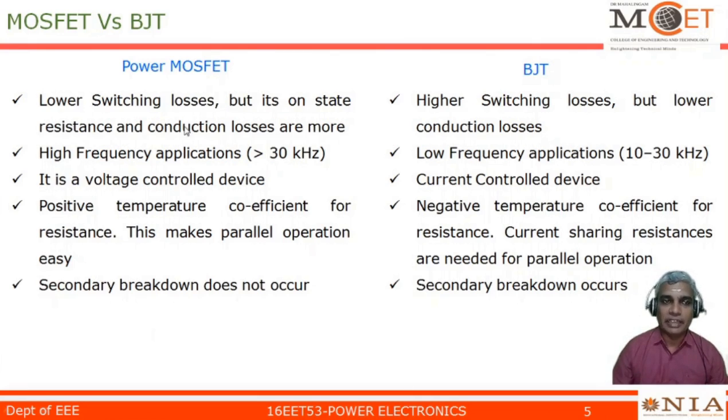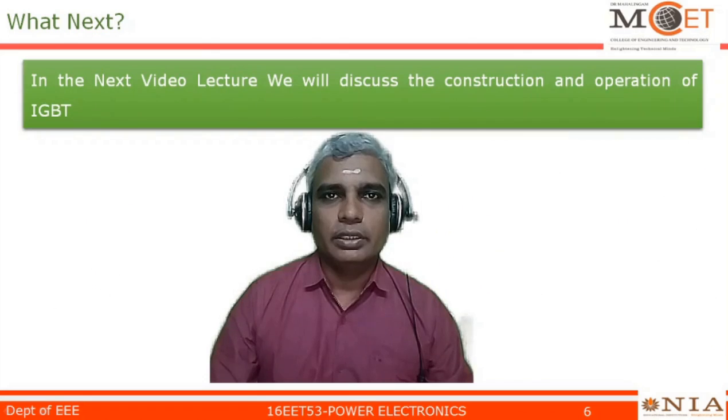So, power MOSFET can be used in applications especially where high frequency of operation is needed, and BJT can be used in applications where low frequency of operation is demanded. And there are more advantages in the case of power MOSFET when compared with BJT. It is a voltage controlled device, whereas BJT is a current controlled device. That is why in recent applications, many are moving to the power MOSFET instead of power BJT. That's all about this lecture.